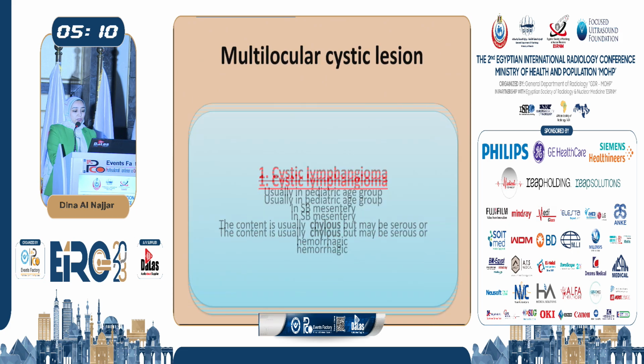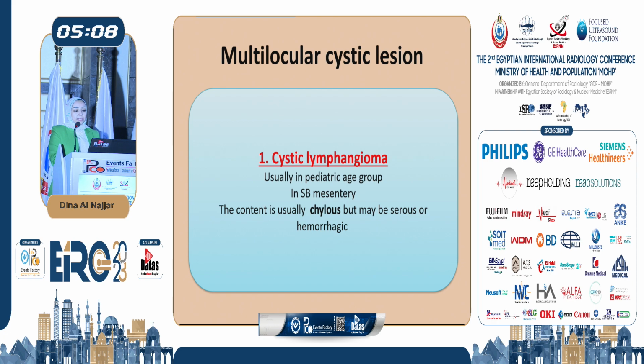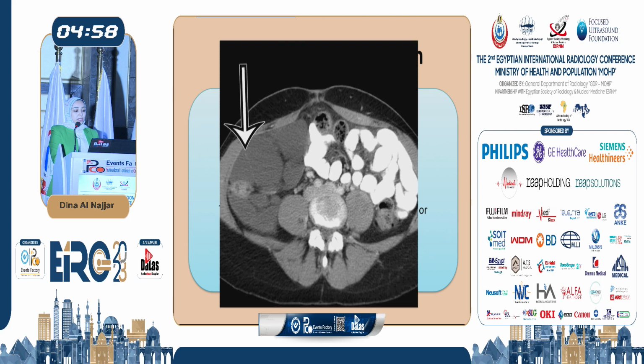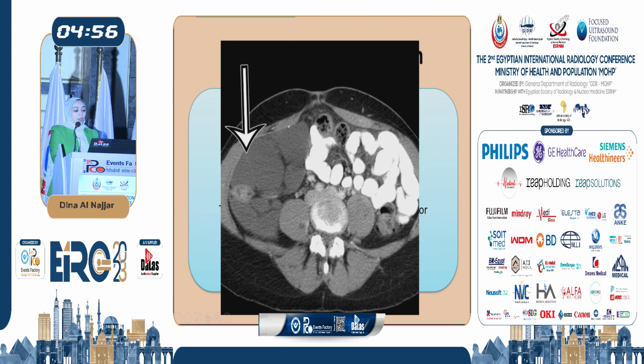Multilocular cystic lesion. The first differential diagnosis will be the cystic lymphangioma, usually in the pediatric age group. It's in the small bowel mesentery. The content is usually chylous, but may be serous or hemorrhagic. As shown in this CT, we can see a multilocular cystic lesion with fine internal septation present within the right paracolic gutter in a pediatric age group, so it may be a cystic lymphangioma.